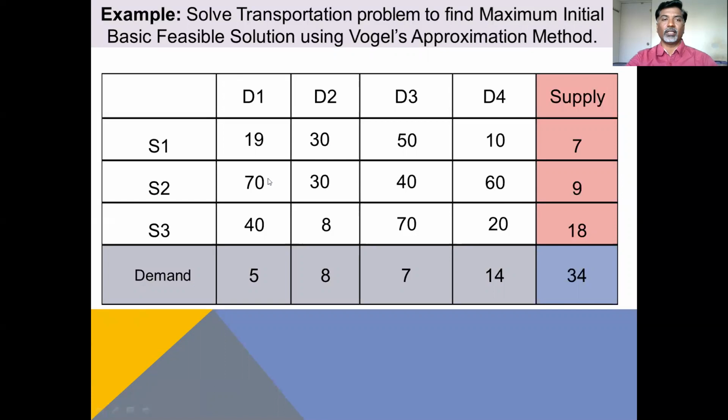These values are called the cost matrix. To solve this problem, first you have to check whether the problem is balanced or not. If you add up all the supply and all the demand, you find that supply is equal to 34 and demand is equal to 34. Demand and supply are both the same, so the given problem is a balanced transportation problem.